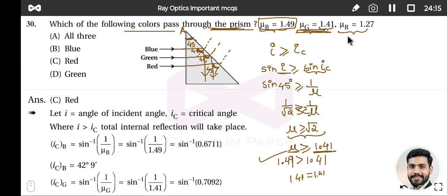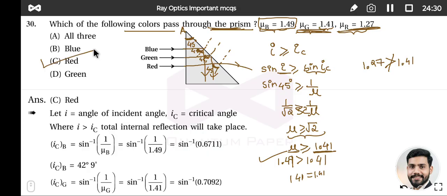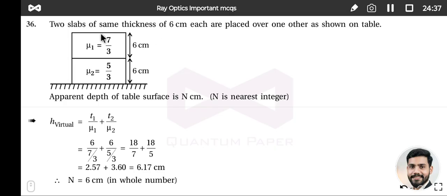But if you look at the refractive index of red light, which is 1.27, it is not greater than 1.41, it is less. So red light will come outside the prism, so it will pass through the prism. So the correct answer is C, red light will pass through the prism. Okay. Look at the next question. Look at one more important question.